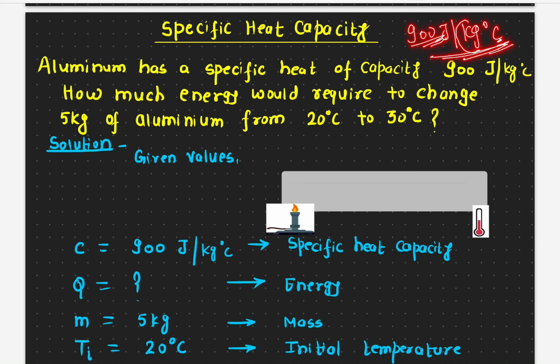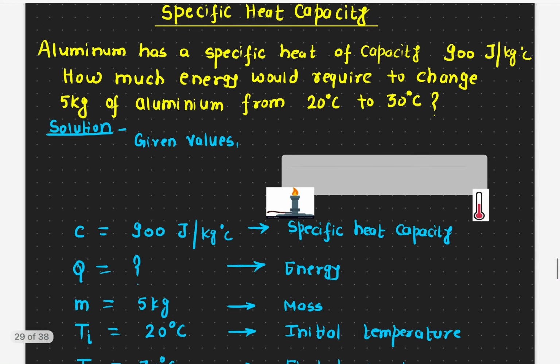Again, specific heat capacity means in order to change the temperature of 1 kilogram of the substance by 1 degree Celsius, the amount of energy required is the specific heat capacity. So now let's try to use this idea to solve the problem.